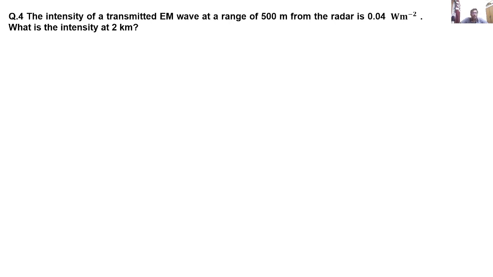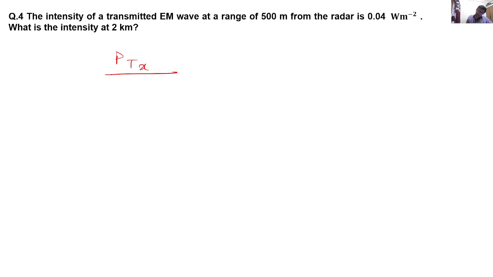Next question. The intensity of a transmitted electromagnetic wave at a range of 500 meters from the radar is 0.04 watts per meter square. What is the intensity at 2 kilometers? Okay, this question is very similar to the radiometric principles which we learned earlier in this course. If we know the intensity at a particular area, we can easily find the intensity at some other area using the inverse square formulation. We know that very well. Okay, so let's try it out.